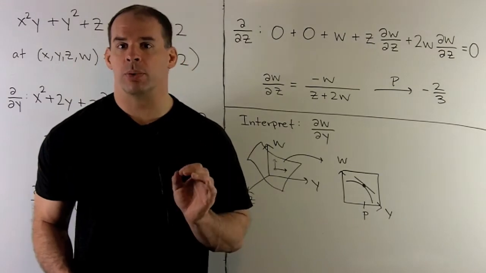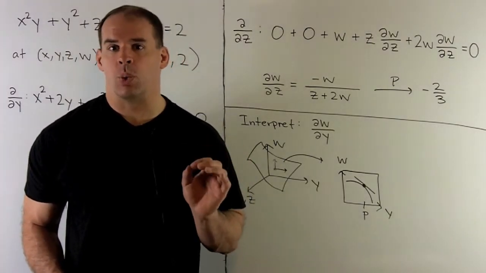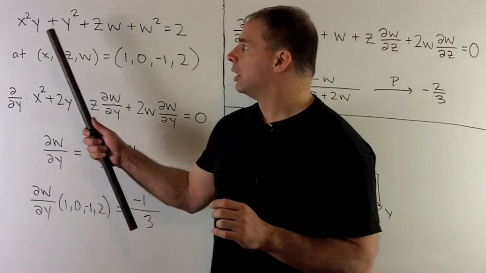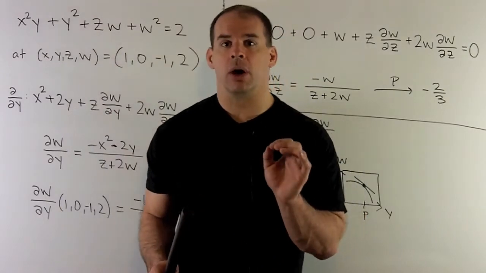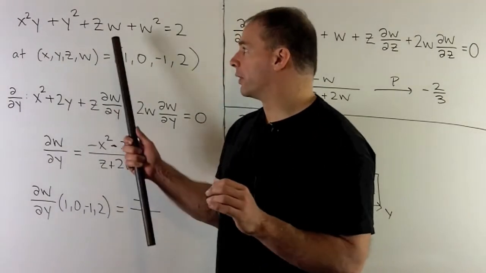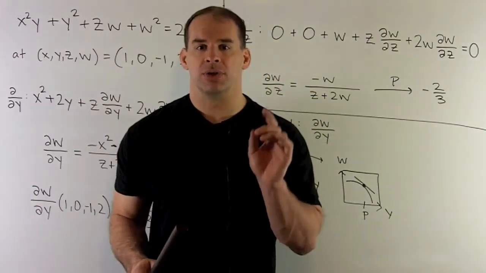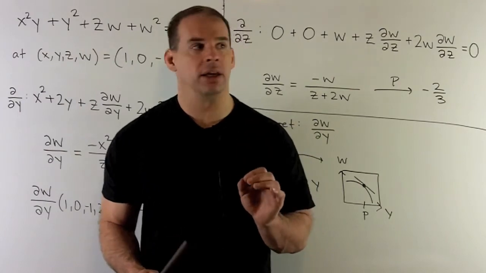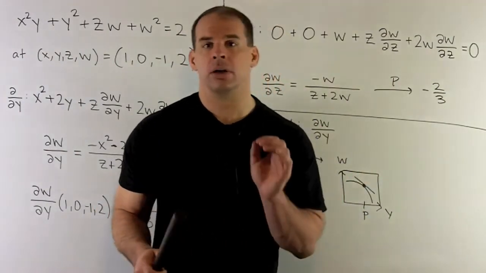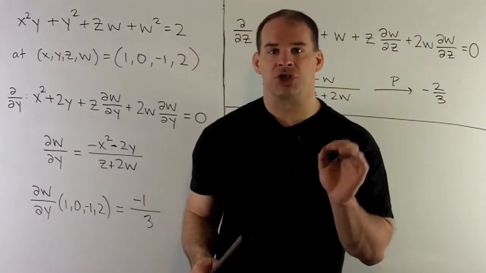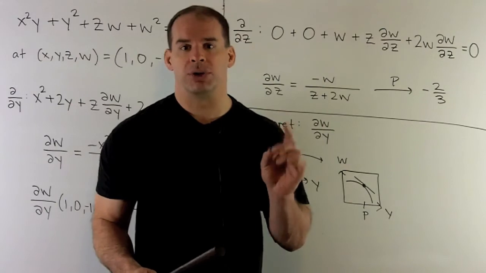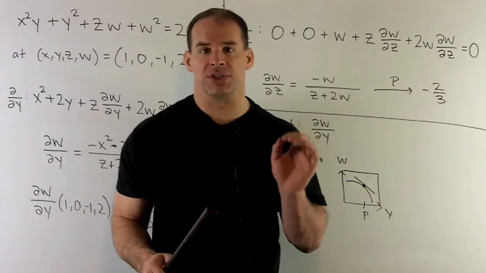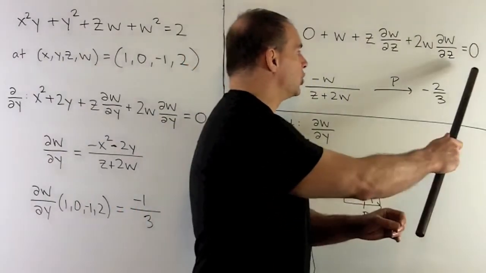Finally, let's find the partial with respect to z. Here, x and y are treated as constants. w is still our function. For the first 2 terms, we're just going to go straight to 0. There's no z in there. For the third term, we're going to use the product rule. So the z goes to a 1, leaving me with a w, and then we have z times the partial of w with respect to z. For the w squared, again, it's just a chain rule, so we get 2 times w times the partial of w with respect to z. And then that 2 on the other side goes to 0. So we get our equation.